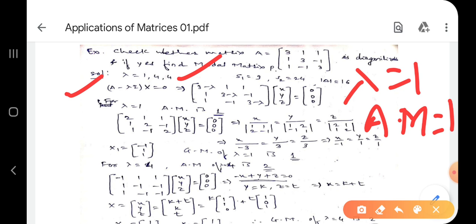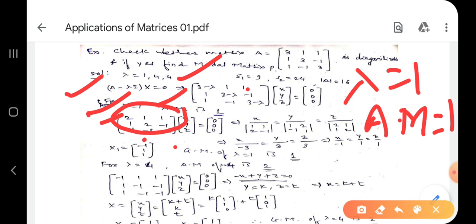For that, consider the matrix equation A minus lambda I times x equals 0. So I get here 3 minus lambda, 1, 1; 1, 3 minus lambda, minus 1; 1, minus 1, 3 minus lambda, times x1, x2, x3 equal to 0, 0, 0. Understood? Now put lambda equal to 1. The algebraic multiplicity is 1. Let us check the geometric multiplicity. Do your calculation: 3 minus 1 is 2. Then 1 1 1; 2 minus 1 1; minus 1 2. Correct? By Cramer's rule, solve the first two equations. You will get the answer.